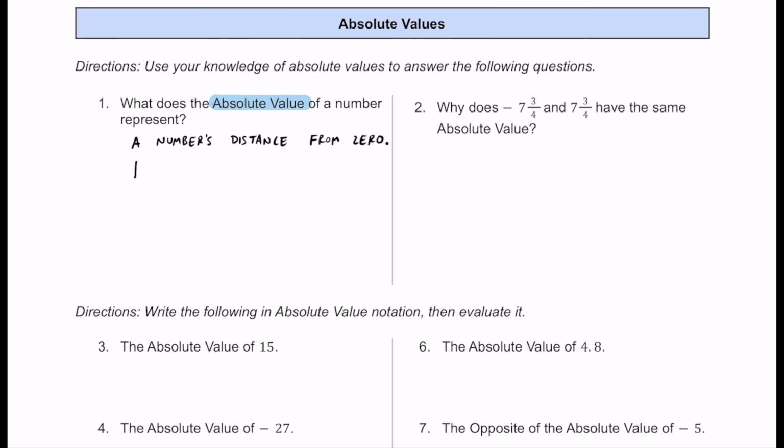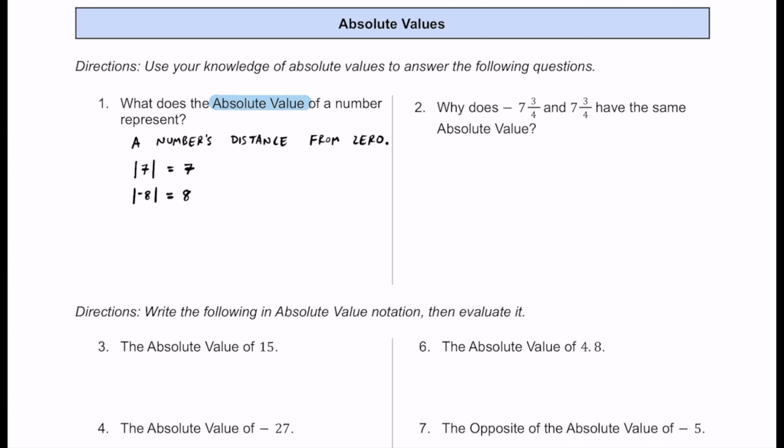So if we had the absolute value of 7, so these bars around the 7 mean the absolute value of it, this is really just saying how far is 7 away from 0. Now 7 is 7 units away from 0, so we would just say this is equal to 7. Now in another instance, if we had the absolute value of negative 8, this just means how far is negative 8 from 0, and that's going to be 8 units away from 0. So no matter if it's positive or negative on the inside of these bars, their absolute distance is always going to be a positive value.